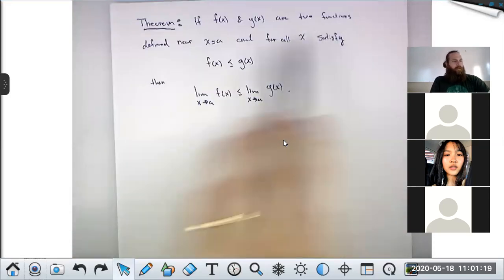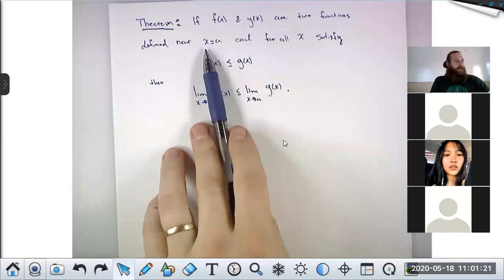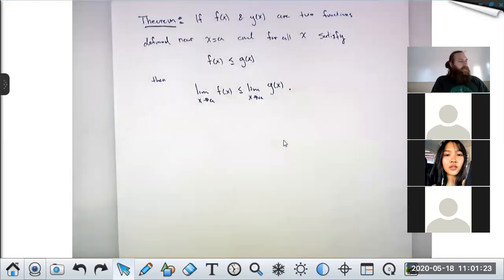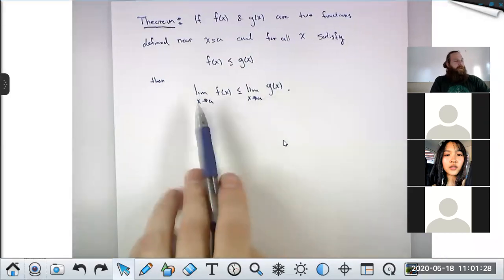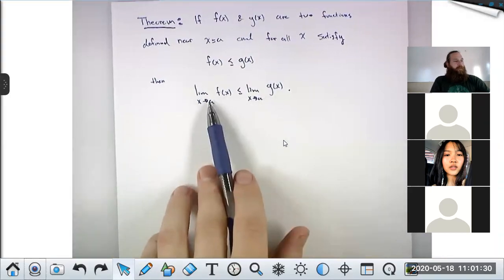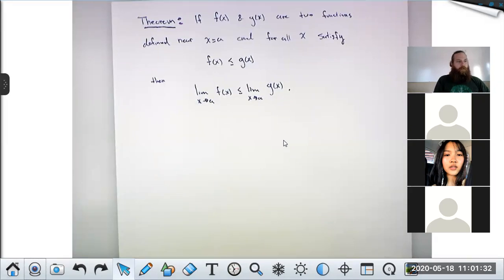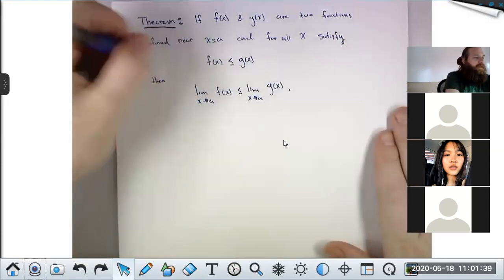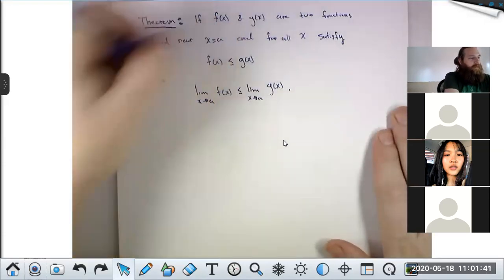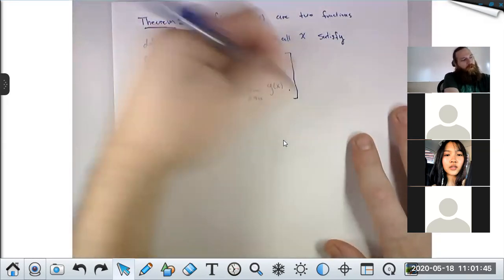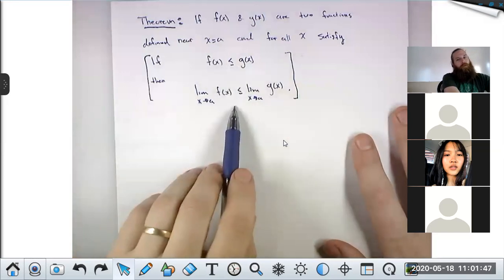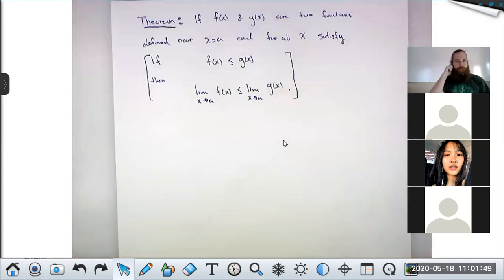The reason for these "defined near A" and "for all x satisfy" statements is that we need to make sure that I can talk about these limits, which means I need functions whose domain includes all the numbers near A in order to discuss that limit. But you could think of it just as saying, if this, then this, if you want to. That's the theorem in short. If f is smaller than g, then the limit of f is smaller than the limit of g.